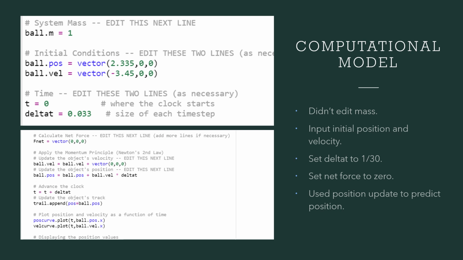I set net force equal to 0 because that's the point, there's not supposed to be a net force acting on the ping pong ball. Otherwise, it would not have a constant velocity. I also used the position update to predict position here. Position equals position plus the velocity of the ball times delta t, which just updates the position using the position update formula that I showcased earlier.